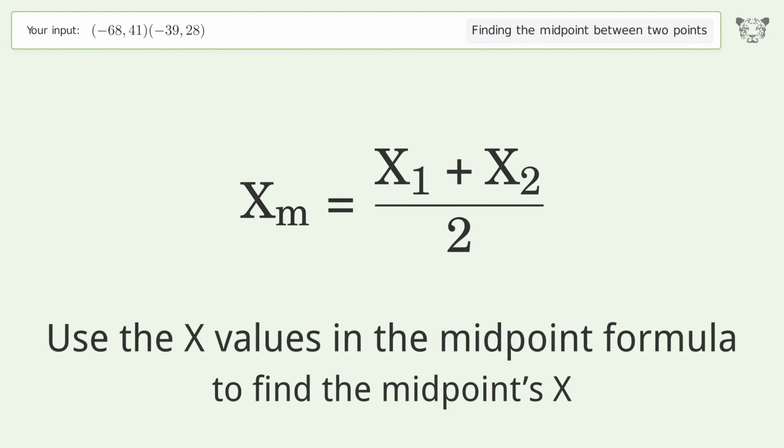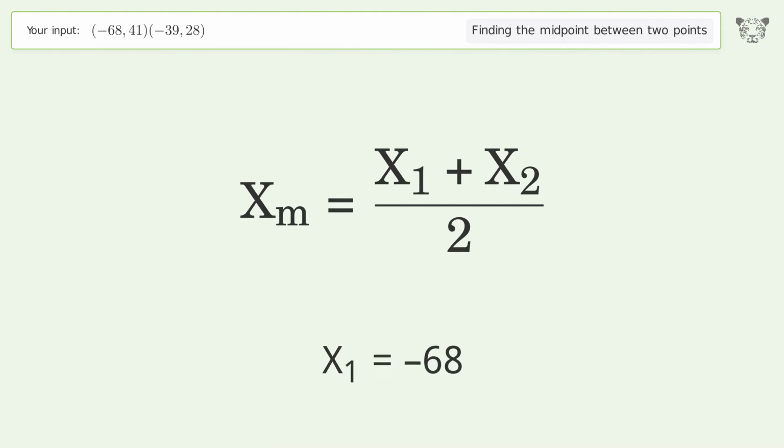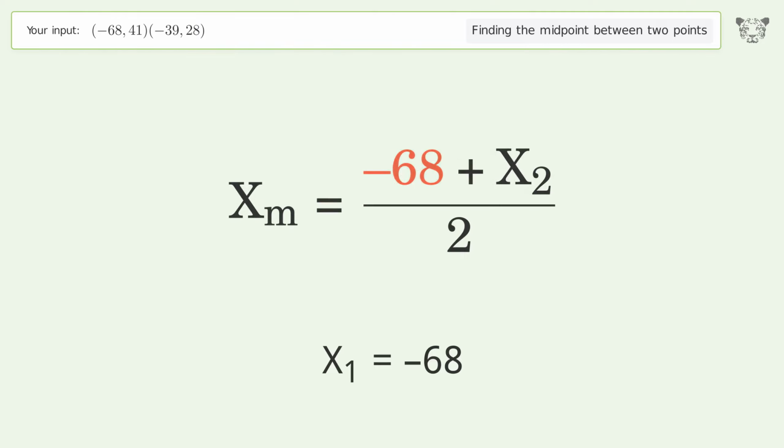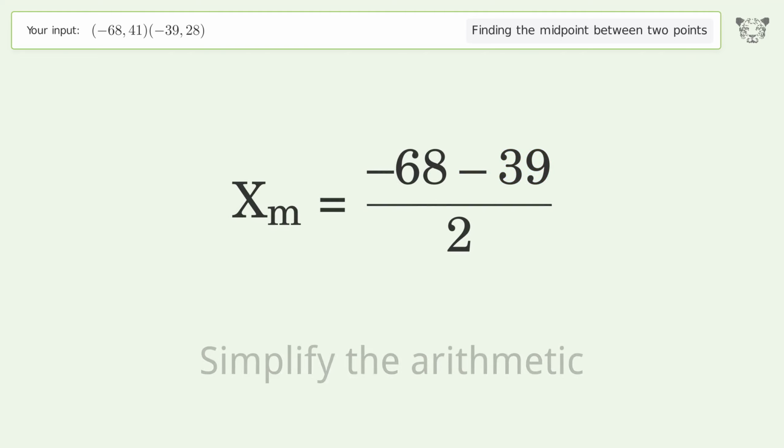Use the x values in the midpoint formula to find the midpoint's x. x1 equals negative 68. x2 equals negative 39. Simplify the arithmetic.